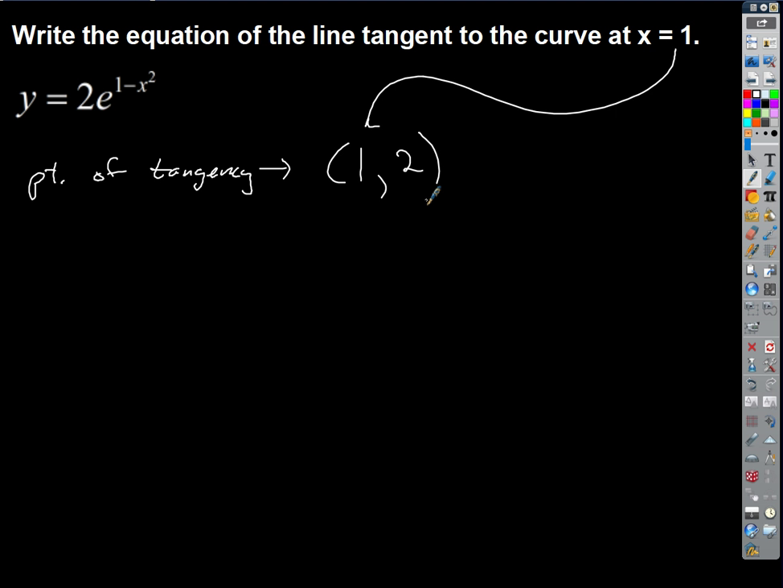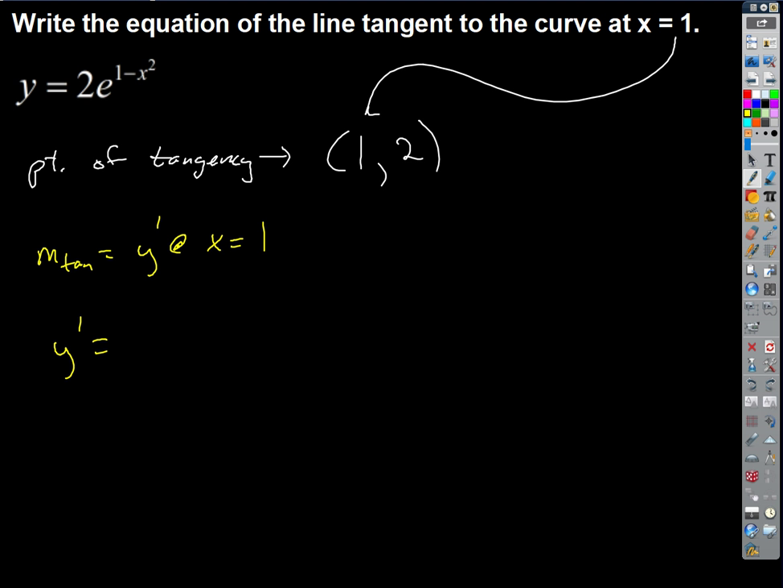Now I've got to find the slope of the tangent line. That's what the derivative function does, right? It tells us the slope of the curve. So the slope of the tangent line is just going to be y prime at x equals 1. If I differentiate this, what do I get? What is y prime? The only difference between this and the previous problems from past sections is that now we just need the chain rule. It's the same idea, isn't it?